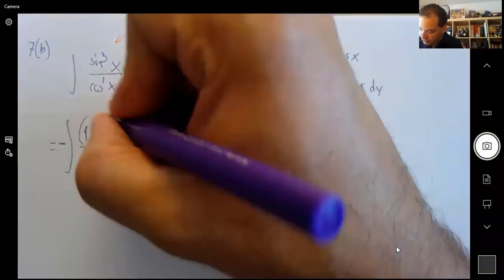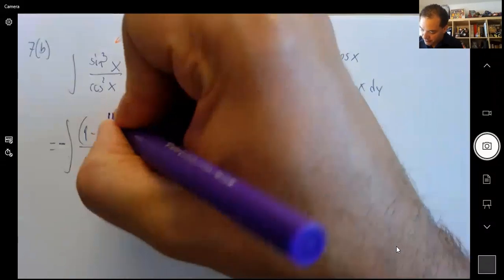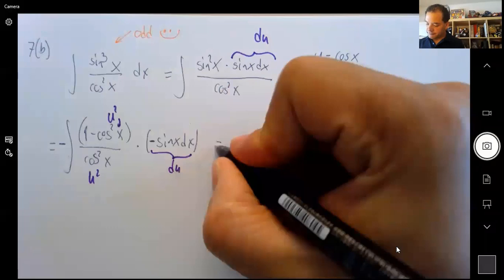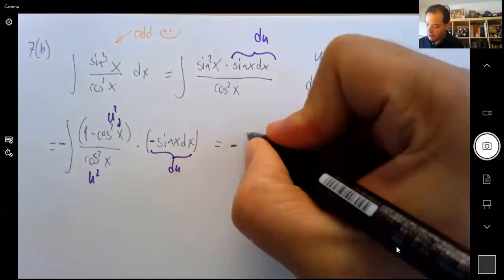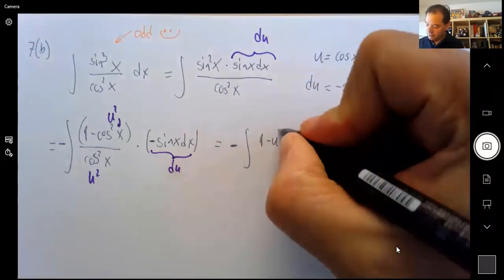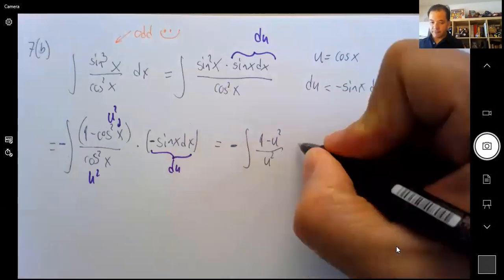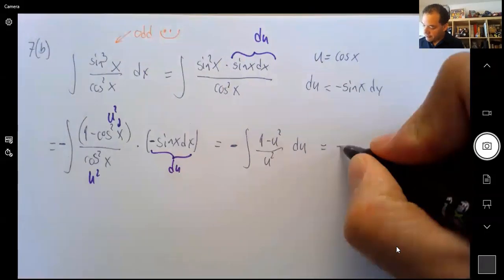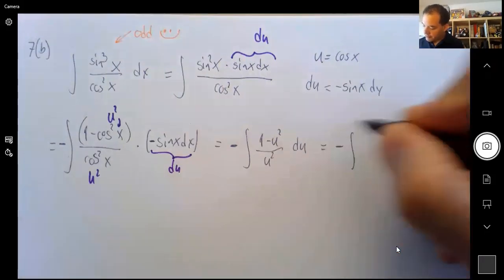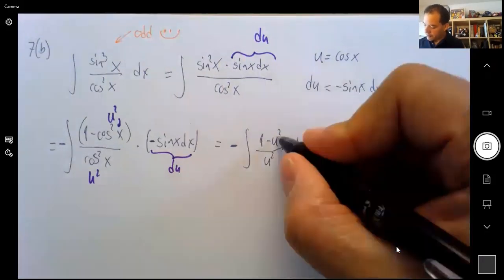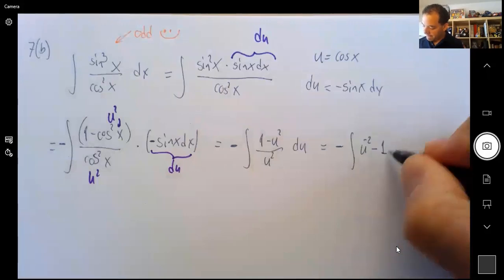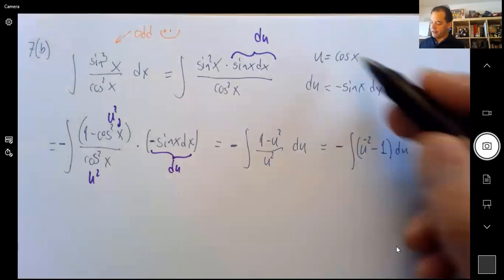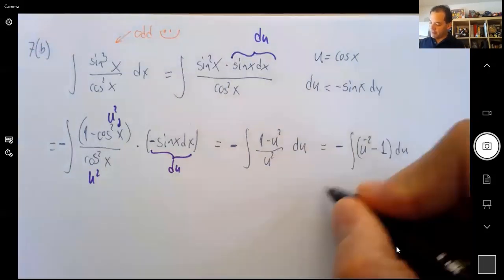This is u squared. This is also u squared. So my new integral is the integral of (1 minus u squared) divided by u squared du. And this you can do, right? You can do 1 over u squared, that's u to the negative 2, and u squared over u squared, that's 1. So do this and then change u equals cosine, all right? So finish it.